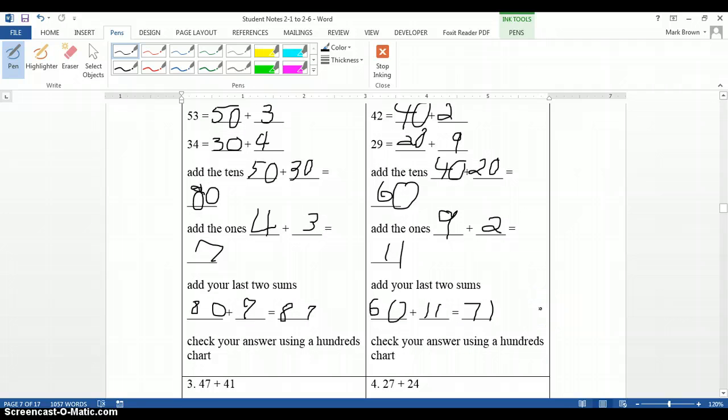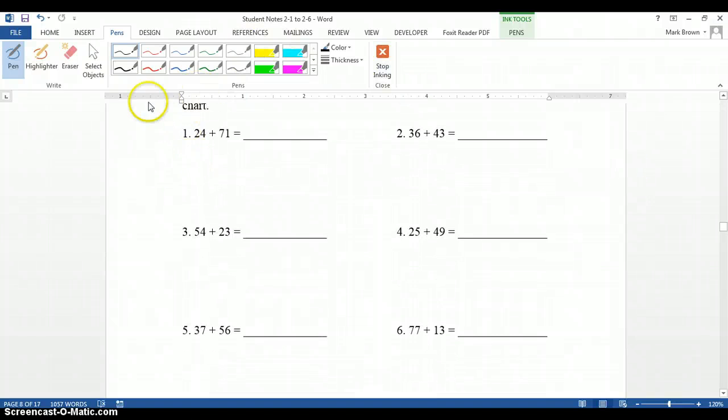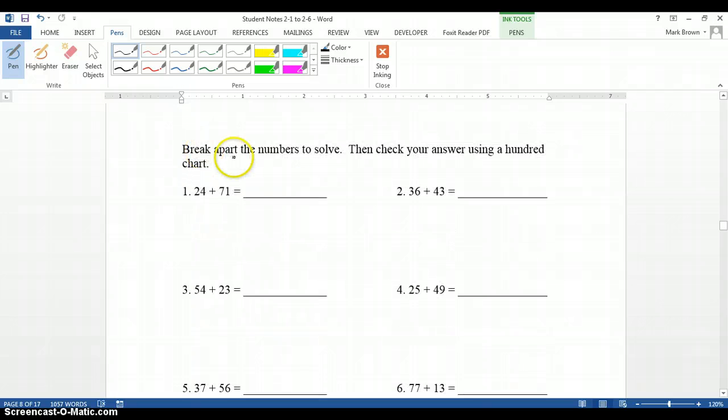Okay? Now, what I can do with that is, if I look at the homework, I'll do the first problem that the kids were assigned today. And that problem looks like this. And what I want them to do is, as it says here, break apart the numbers to solve. So I want them to do 24 equals 20 plus 4. And I want them to do 71 equals 70 plus 1. Again, I apologize for my poor handwriting here. Writing with a mouse is proving to be difficult.